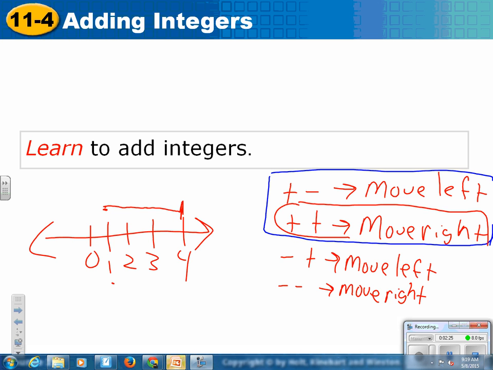Okay? Well, we're going to do the same thing, except now we're going to throw in adding a negative. Instead of moving 1, 2, 3 to the right all the time, sometimes we're going to have to come back to the left, because that's what you do with a negative number. All right? We'll get there. It'll take a little bit.